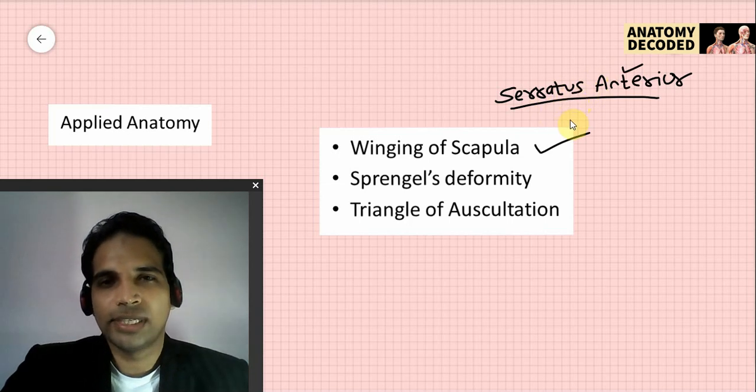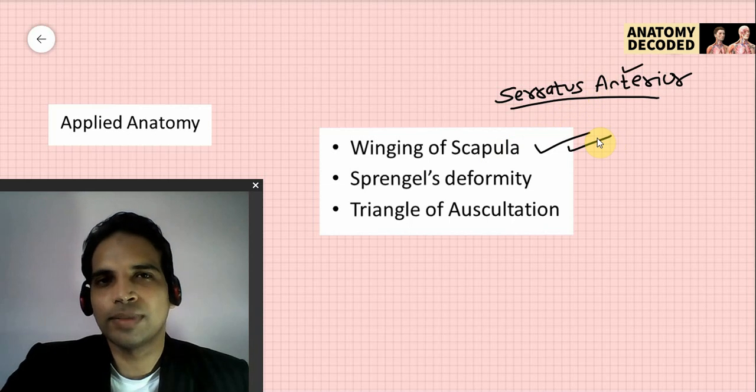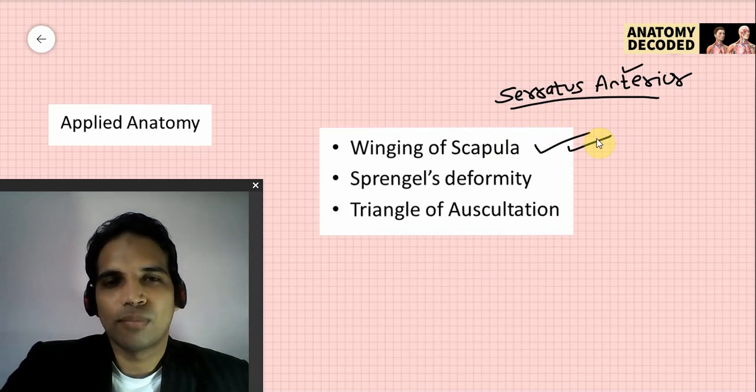the rhomboids minor and major pull the scapula backwards, and that's how the medial border of the scapula becomes prominent, and the clinical condition is referred to as winging of the scapula. So whenever asked what is winging of scapula, it is a clinical condition in which the serratus anterior muscle gets paralyzed and the medial border of the scapula becomes prominent.